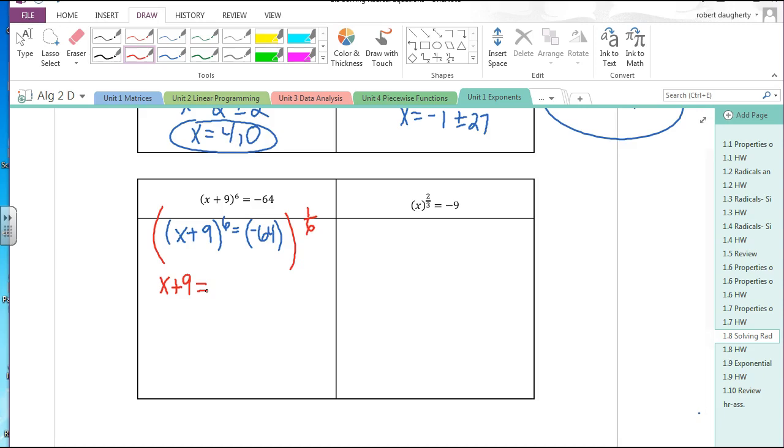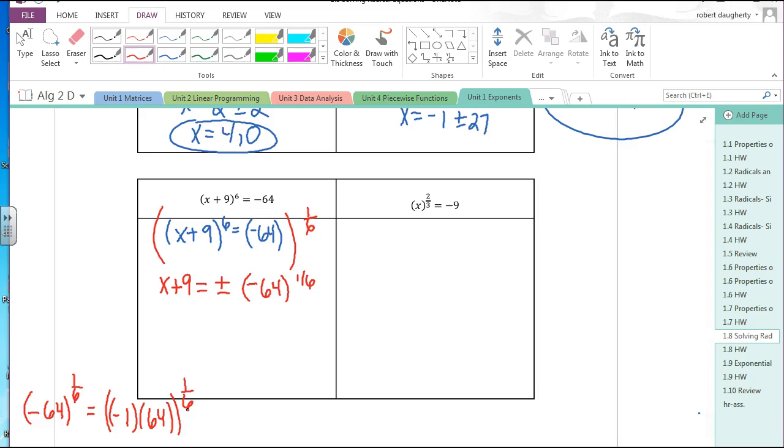Plus or minus, because I have an even exponent. And now I've got to figure out what is negative 64 to the 1/6. So let's look at it this way. I'll do it right down here. Negative 64 to the 1/6 is negative 1 times 64, all of that to the 1/6. Everyone agree with that?